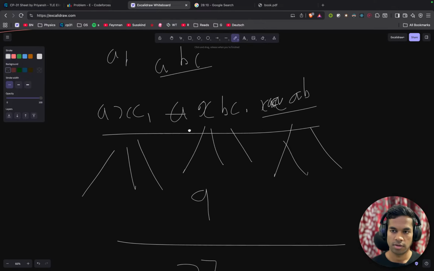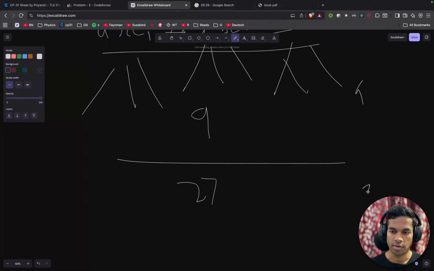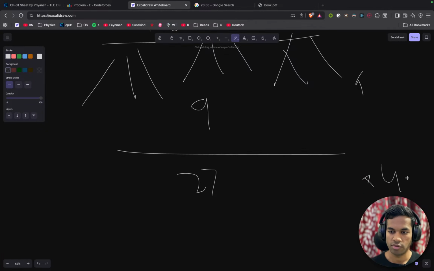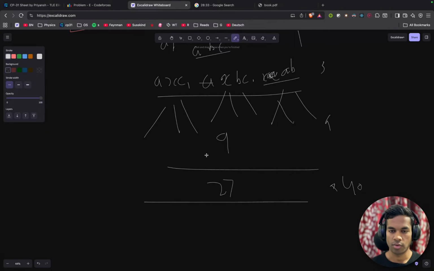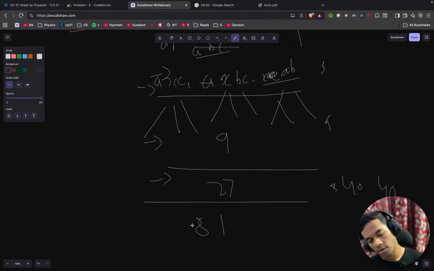But that is not helping us. 3, 9, and then 27, 40 choices. If you want to go through the full fourth layer, layer 1, layer 2, layer 3, layer 4, 40 choices made to go through the fourth layer, then 81 more choices.